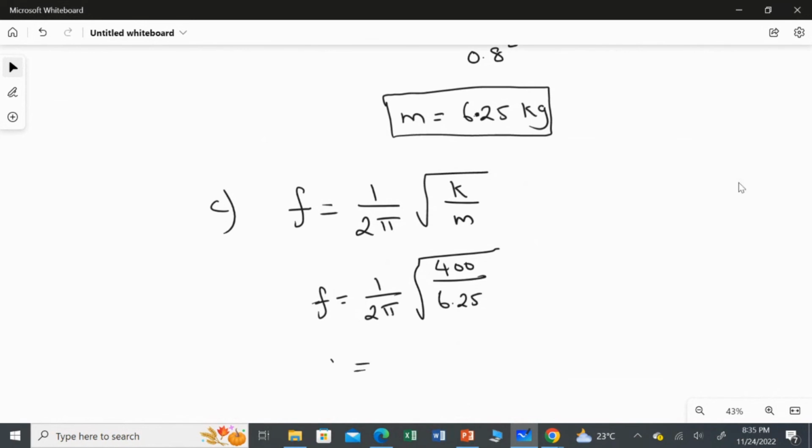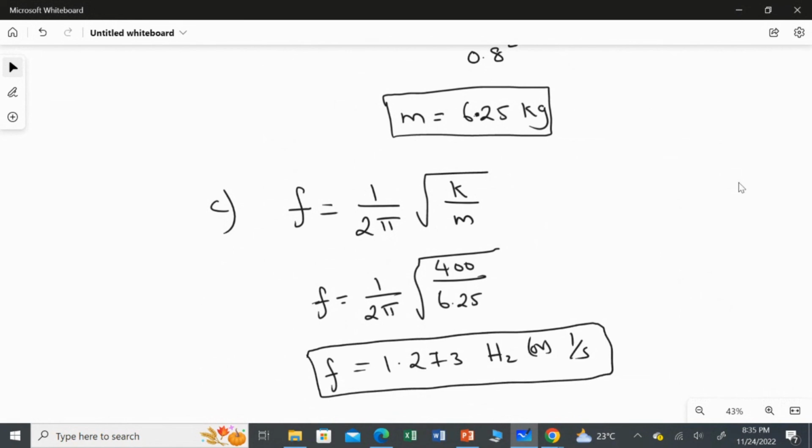So now I'm going to calculate the right hand side. So 1 over 2 pi multiplied by the square root of 400 over 6.25, I got 1.273. What's the frequency? 1.273 hertz, or 1 over second. So this is the answer for the third part. So this is the answer for the third question.